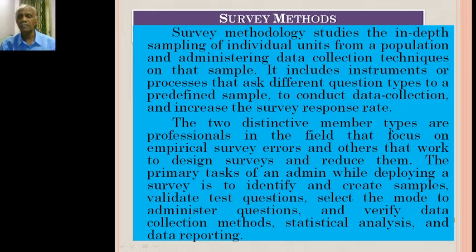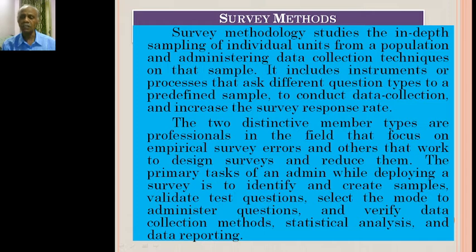The survey methodology studies the in-depth sampling of individual units from a population and administering data collection techniques on that sample. It includes the instruments or the processes that ask different question types to a predefined sample to conduct data collection and increase the survey response rate. The two distinctive member types are professionals in the field that focus on empirical survey errors and others that work to design surveys and reduce them.